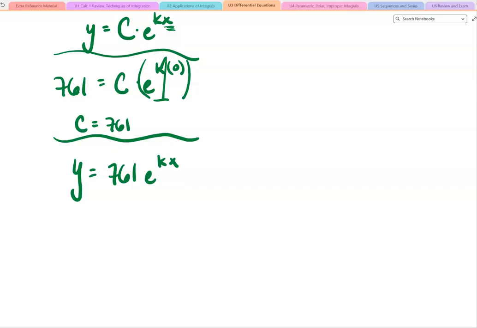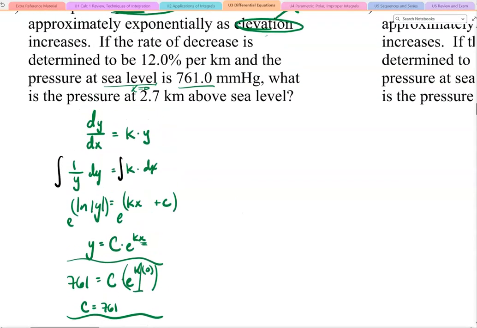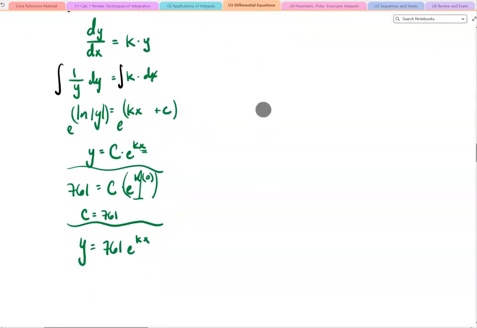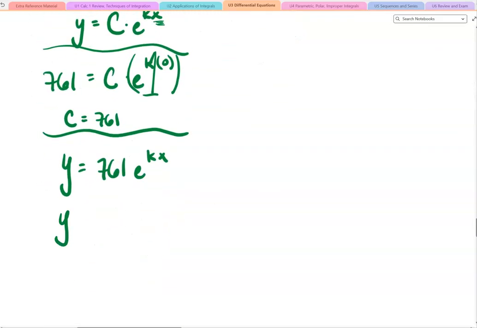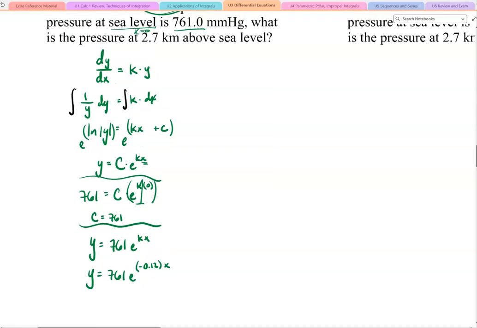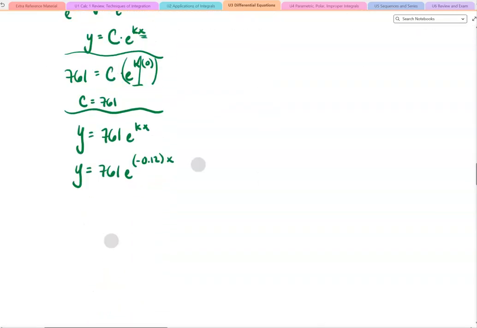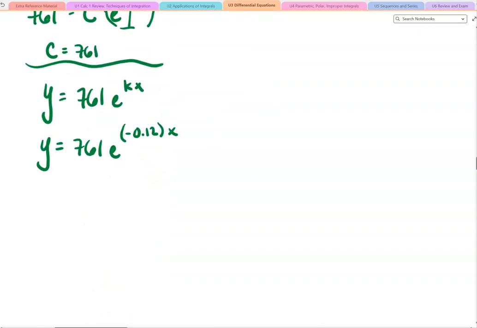Now we just need to find k, our growth rate, or in this case, our rate of decay. Now they came straight out and told us what that would be. So our k value is 12%. So we've got y equals 761. That's our pressure at sea level times e to the k power. Now k is going to represent our growth rate. In this case, we're growing at a rate of negative 12% per elevation change. And I think it's x elevation in kilometers. And so now we've got ourselves a more or less complete function.